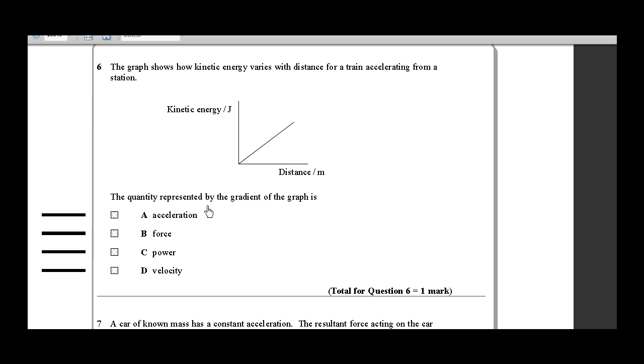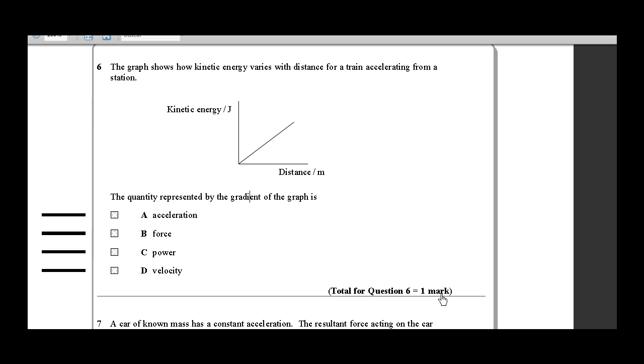So the question says, the quantity represented by the gradient of the graph, which is the change in energy by distance, is given by one of these four. And I just realized I've done one of the classical mistakes, which is good to show them off in such an unstylish manner, but anyway, I didn't read the question properly. Look at what it says.